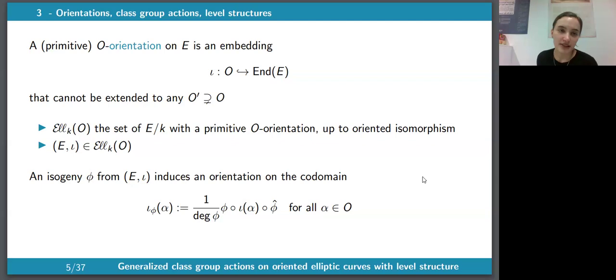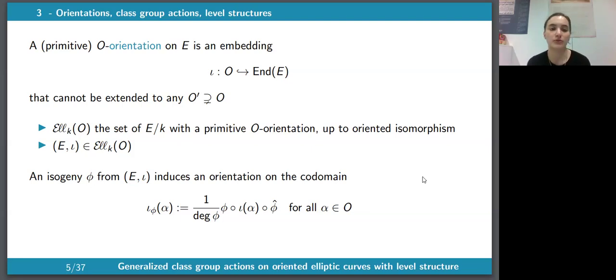Now, as promised, let's talk about orientations. Let's recall the definition of a primitive O-orientation on an elliptic curve E, which is an embedding iota of the order O inside the ring of endomorphisms of E. If the orientation is primitive, then we need to ask that iota cannot be extended to any strictly bigger order O prime containing O. Primitive is in brackets because I will probably often forget to say the word primitive, but all orientations that we are going to mention today will be primitive.